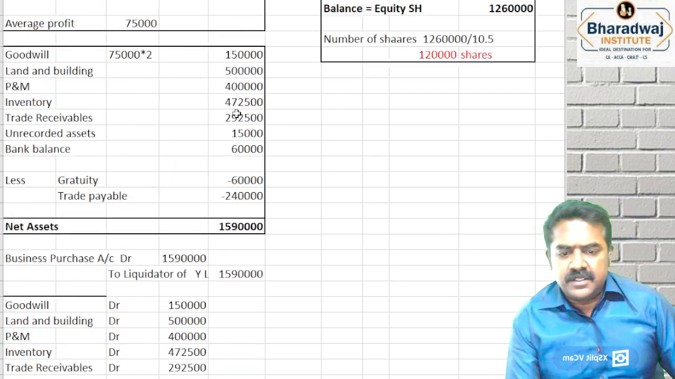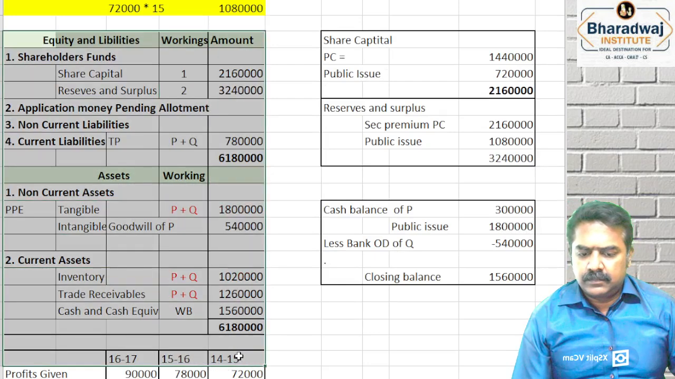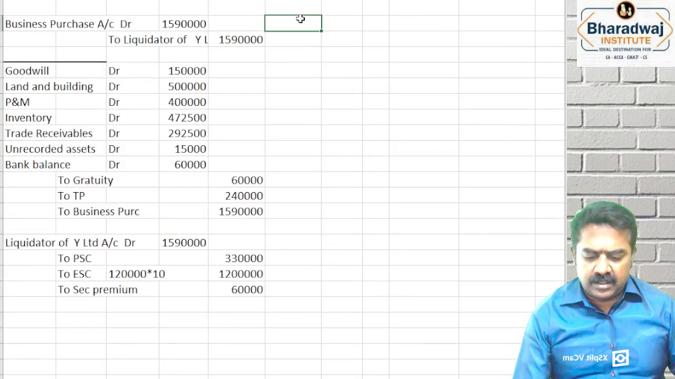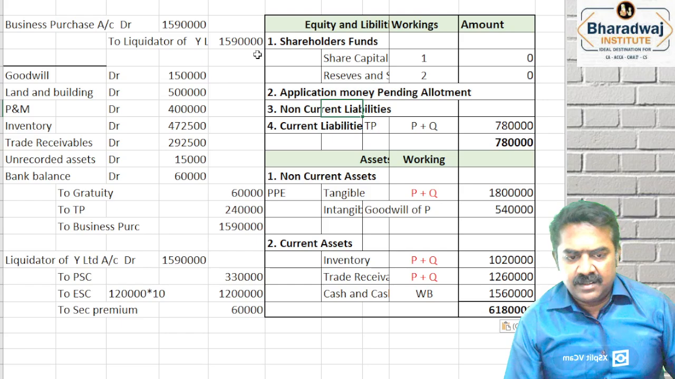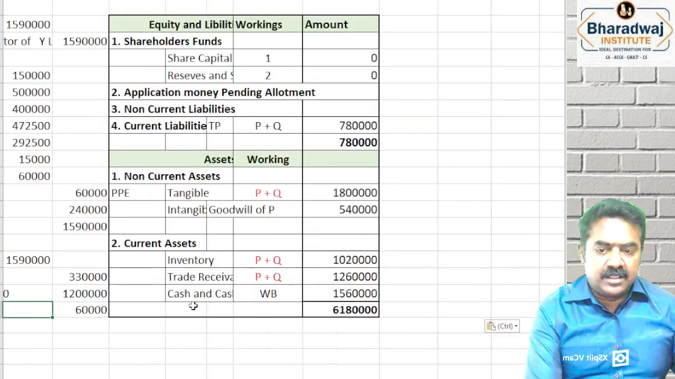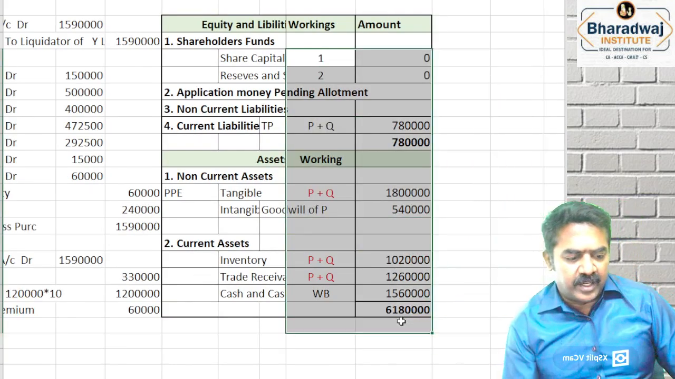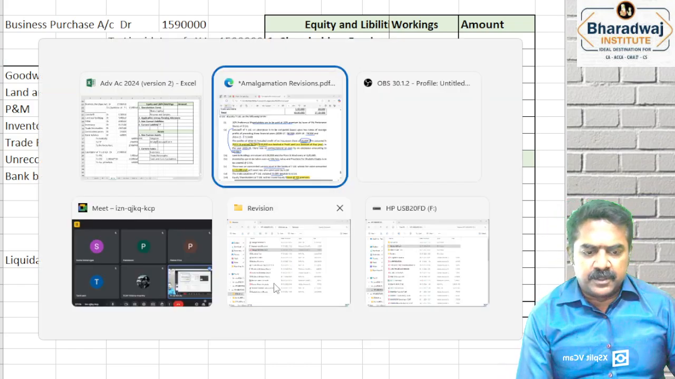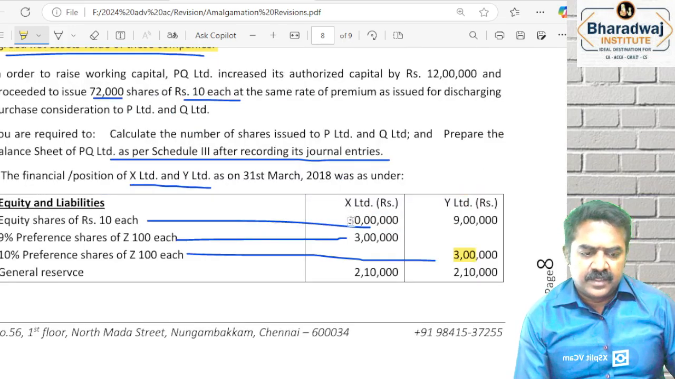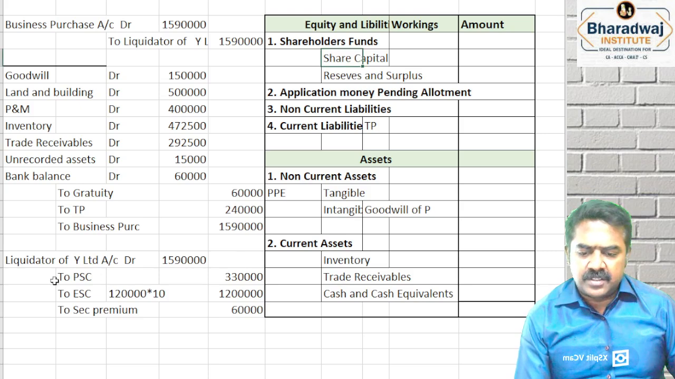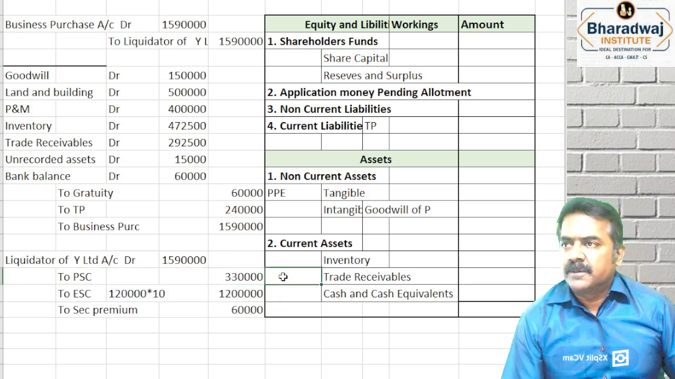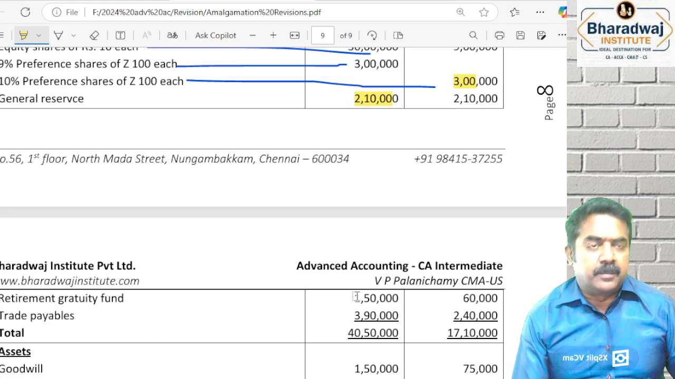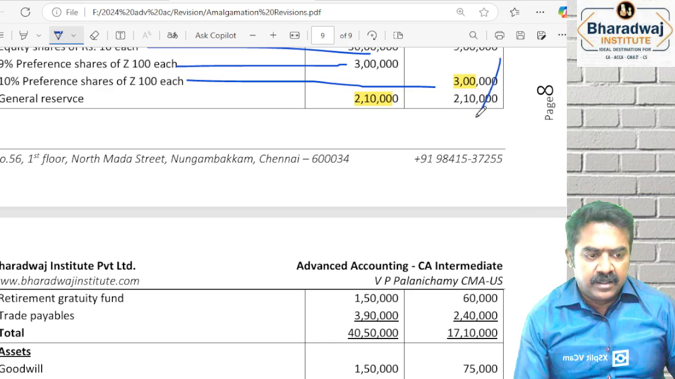Next, you try to prepare the balance sheet. While preparing the balance sheet, take the book value of which company? P Limited. Book value of P Limited plus the journal entries that we passed here. For example, when doing share capital, what is the share capital of P Limited? 30 lakhs plus 3 lakh, plus preference shares and equity shares given. Like that you have to work. Then, while doing reserves and surplus, take the general reserve of which company? P Limited only. Don't take Q Limited.